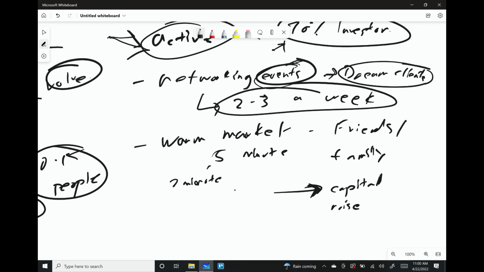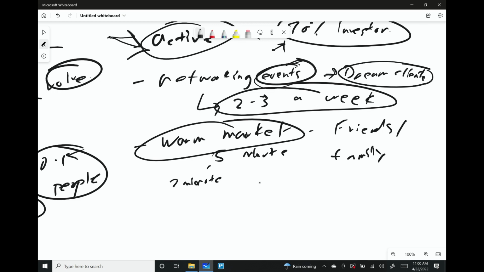So, the problem is you meet and a lot of people just go to the capital raise right away. You don't want to do that. What you want to do is boil the frog, especially with your warm market, people you already know. You want to get them to say yes to a 5-minute phone call. And that gets them to say yes to a 30-minute meeting. And then that gets them to say yes to other things. And eventually you get to the capital raise, right, where they're actually wiring in the money.